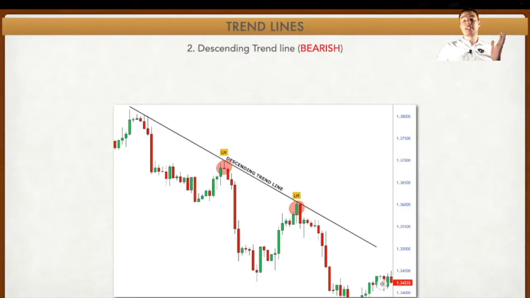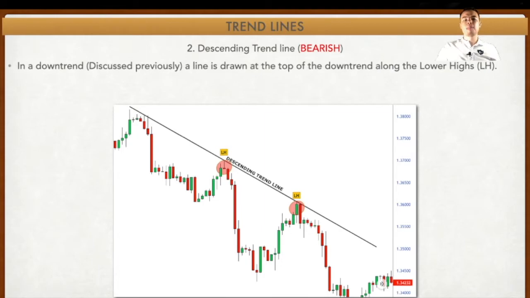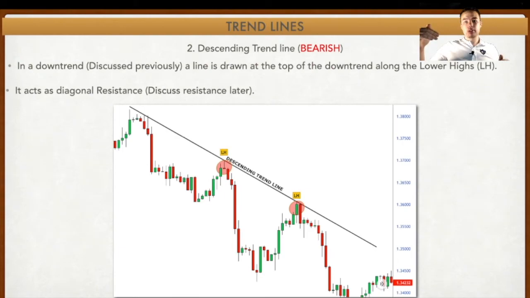Okay, the second one is a descending trend line. So it's obviously the trend line for a downtrend. Now, this trend line is the one above. It is above with the lower highs touching, not the higher lows, the lower highs touching the trend line. So, like I said, drawn on top, diagonal resistance. So the ascending acts as support, which we'll talk about later, and the descending trend line will act as resistance, which we'll also talk about later in the same topic.